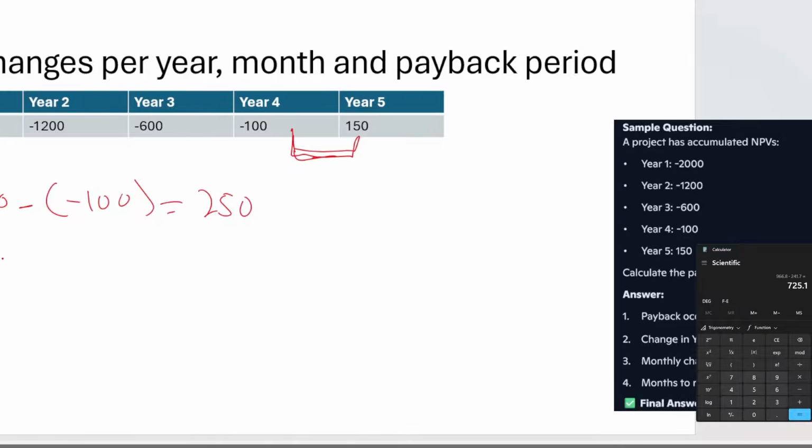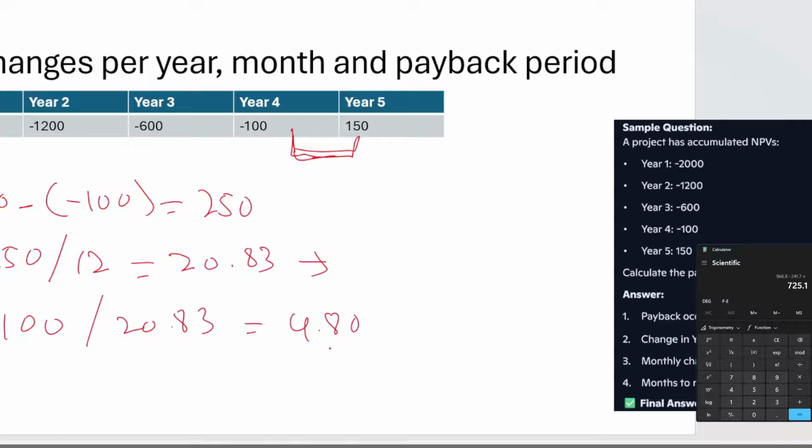Okay, now I take this 250. I want to get changes per year. We're going to divide it by 12, monthly change, which is how many months we have in a year. We'll get 20.83. Now we take the negative value, we'll make it positive, and divide it by the value we received for changes per month, which is 20.83. We will get 4.80. So this is the months we have. So to recover in 5 years and 4 months.